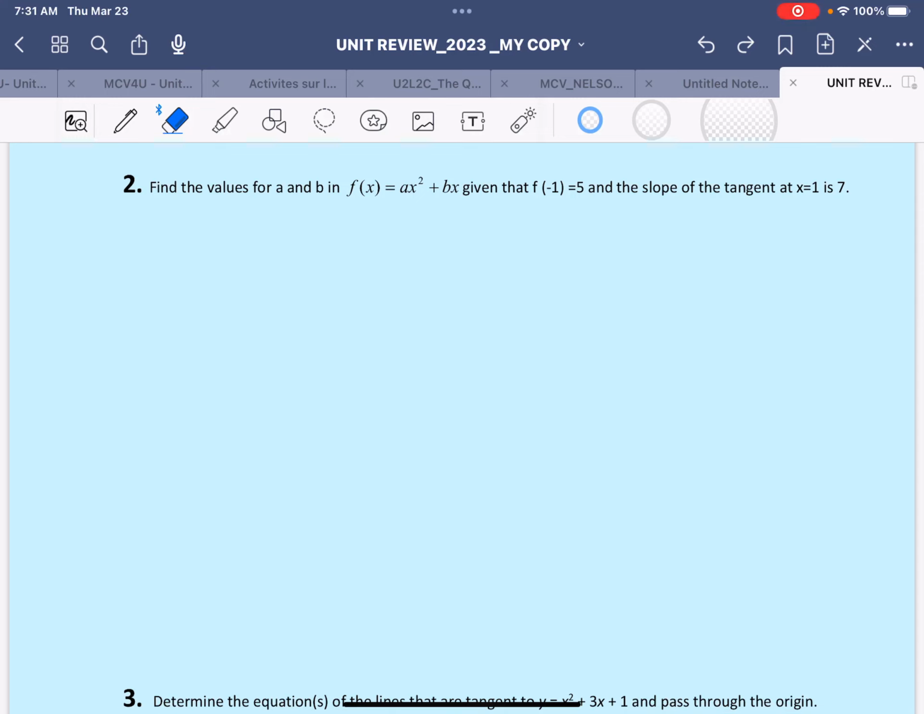Let's continue with question number 2 from the thinking question set. We have to find the values of a and b in the function f of x equals ax squared plus bx, given that f of negative 1 is 5 and the slope of the tangent at x equals 1 is 7. So a lot of information given. We're going to start writing it down step by step.